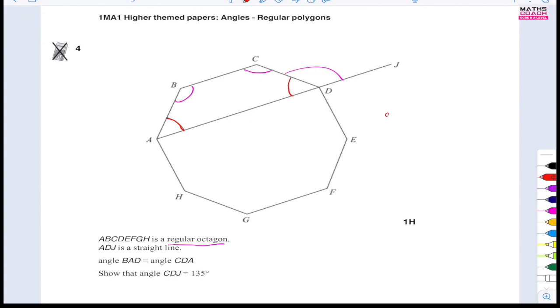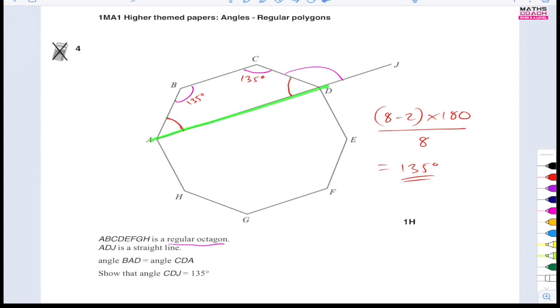So it's an octagon, so 8 minus 2 times by 180. And then we're going to divide that by 8. And that gives us 135 degrees. So this angle right here is 135. This angle is also 135. So what about these angles right there? What are they going to be?